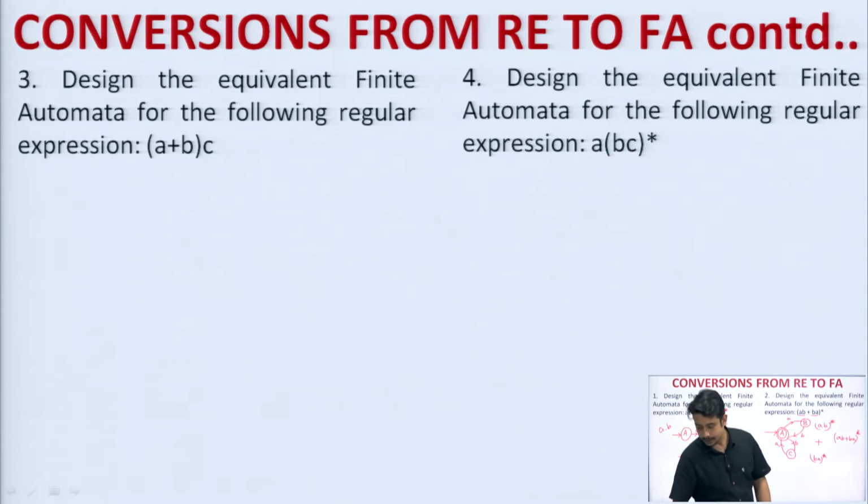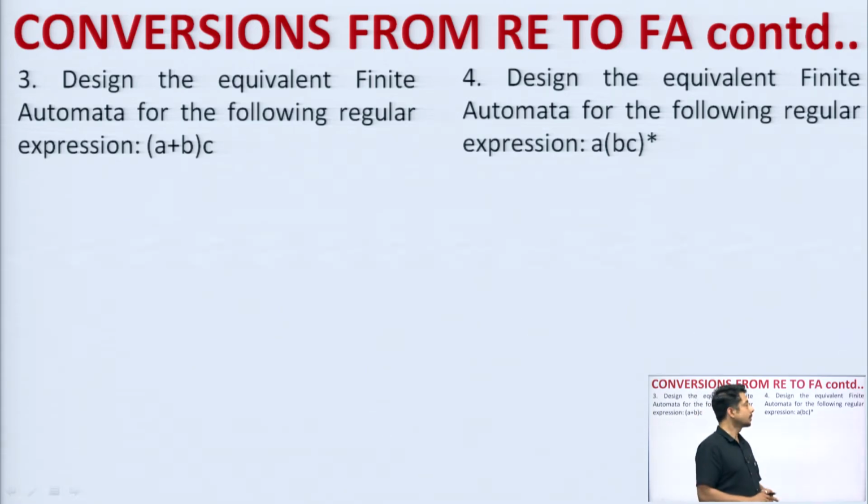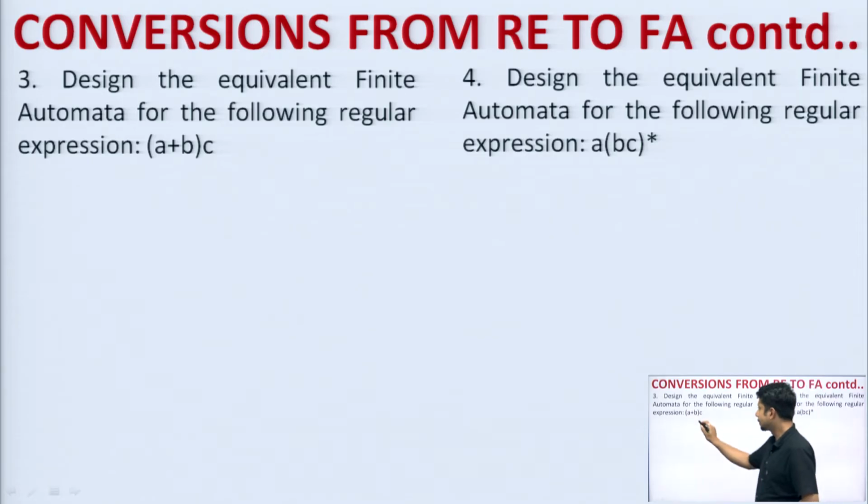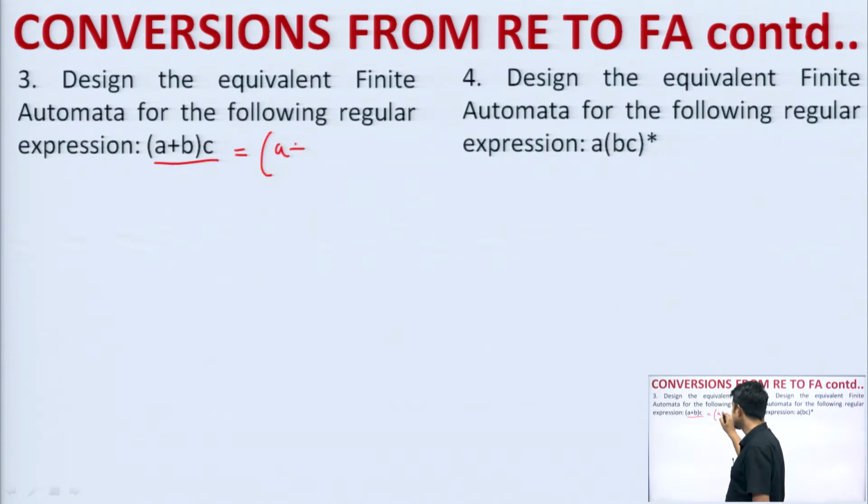Now, come to the next example, question number 3. Question number 3 says that design a finite automata for the regular expression (A + B).C, (A + B)C, but this means what? We are having (A + B) dot C. It is a very simple one.